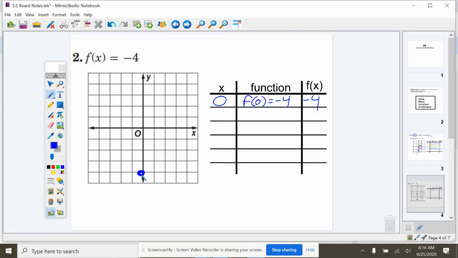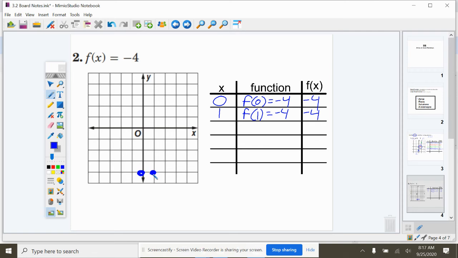Let's pick another point. Let's pick 1. Well, f of 1 equals -4. So that's -4. So 1 means over 1 to the right and then down -4. So that's somewhere in here.